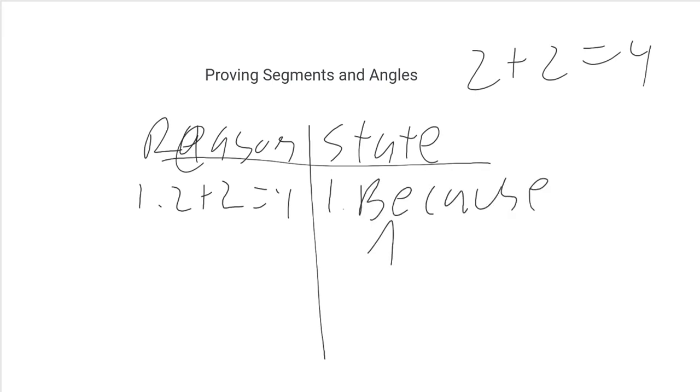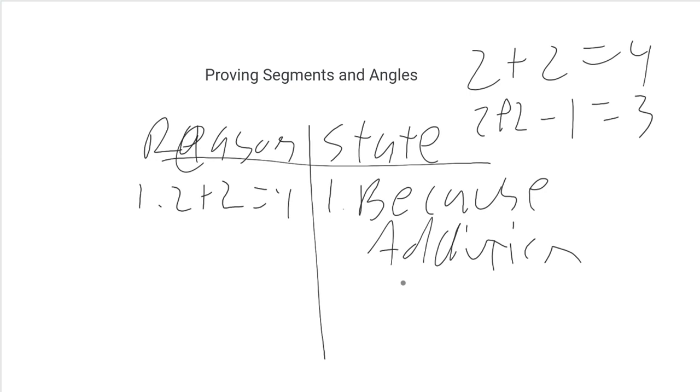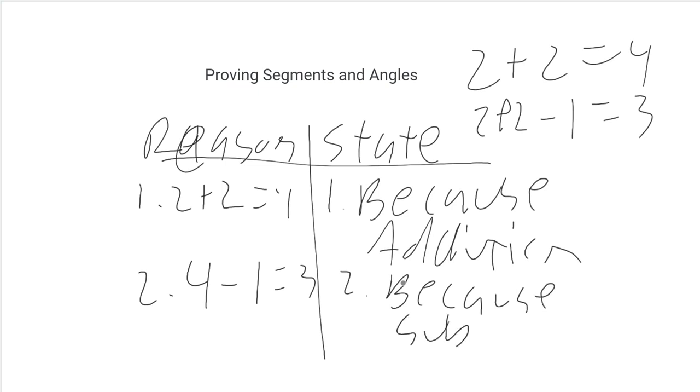We would give 2 plus 2 is equal to 4, and then our statement, because addition. And then if it needed more reasons and more statements to get there, we might say 2 plus 2 minus 1 is equal to 3. So then we would say 4 minus 1 is equal to 3 because subtraction. So that's all we're doing, is we're slowly trying to figure out why this is true, and then we're going to give our statements and show our steps.